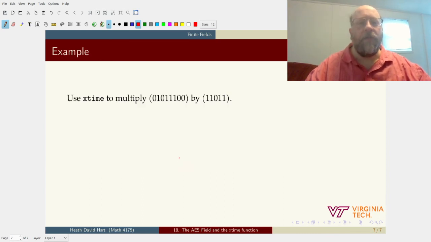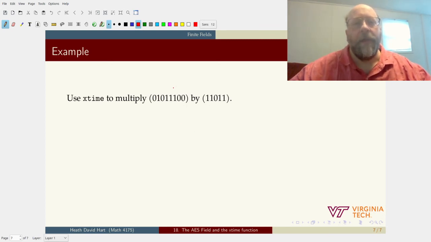And so let me walk through an example of multiplication using xtime. I'm going to call this polynomial here f of x. This is x to the 6th plus x to the 4th plus x cubed plus x squared. And we're going to multiply it by this polynomial, which is x to the 4th plus x cubed, we skip the x squared term, plus x plus 1. Okay?